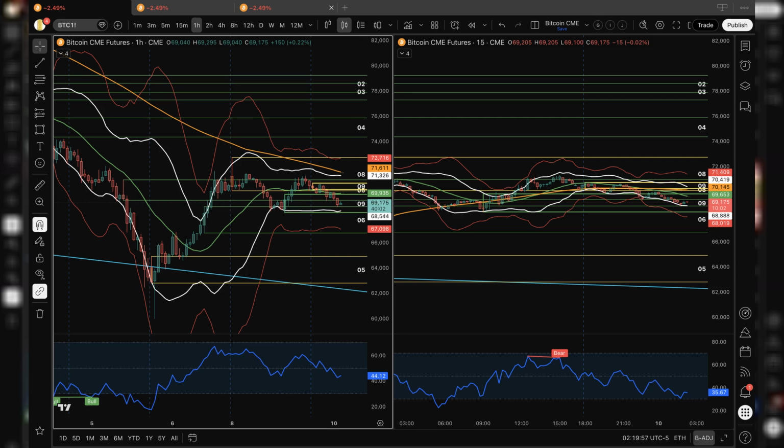Throughout this period, the Bollinger Bands remain flat. There is no expansion, no widening, and no curvature.